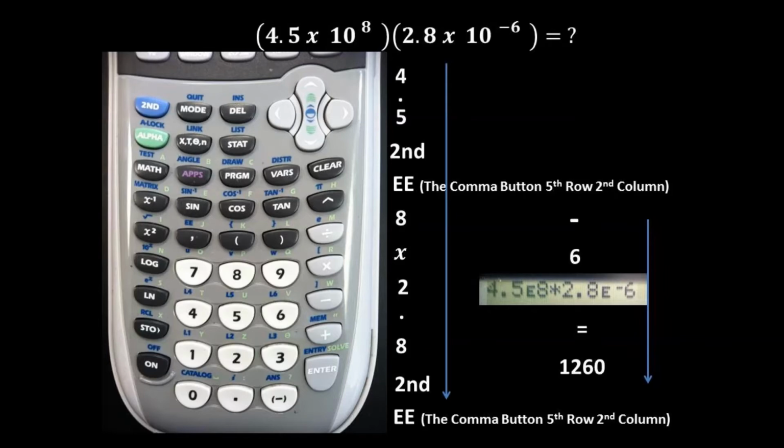Now, when you use that E button, that's parenthetical. So you don't have to use parentheses here. 4.5 EE 8 is all what they call parenthetical. And 2.8 EE negative 6 is also parenthetical. So you don't have to use any parentheses. And then you hit equals, and it's 1260.